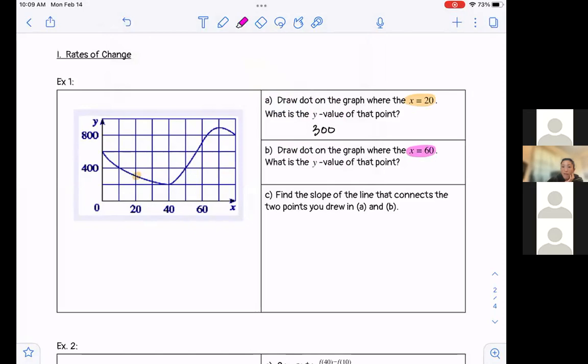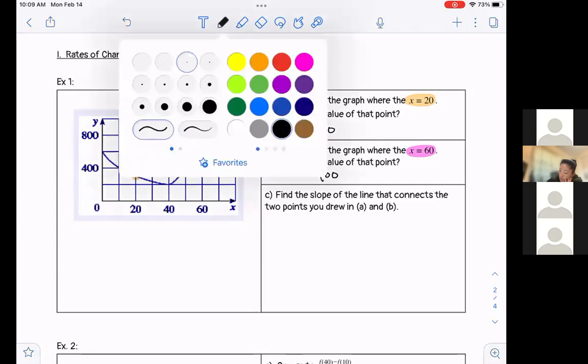What is the y value there? Looks like Stefan has posted 700 as a value. Looks like a bunch of folks agree. I think that's a pretty good estimate. Great. Okay, now part C, find the slope of the line that connects the 2 points you drew in A and B.